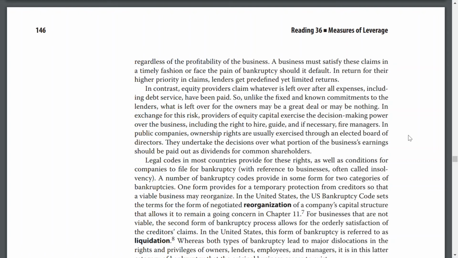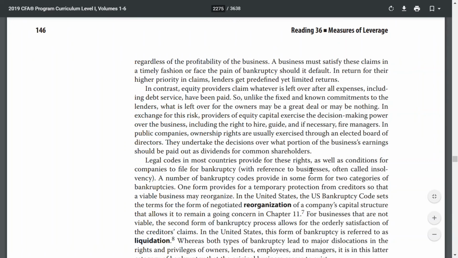So, unlike the fixed and known commitments to the lenders, what is left over for the owners may be a great deal or may be nothing. In exchange for the risk, providers of equity capital exercise the decision-making power over the business, including the right to hire, guide, and if necessary, fire managers. In public companies, ownership rights are necessary.